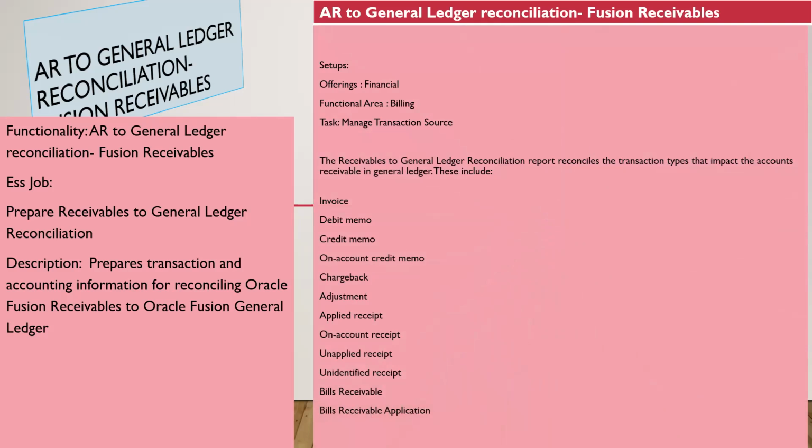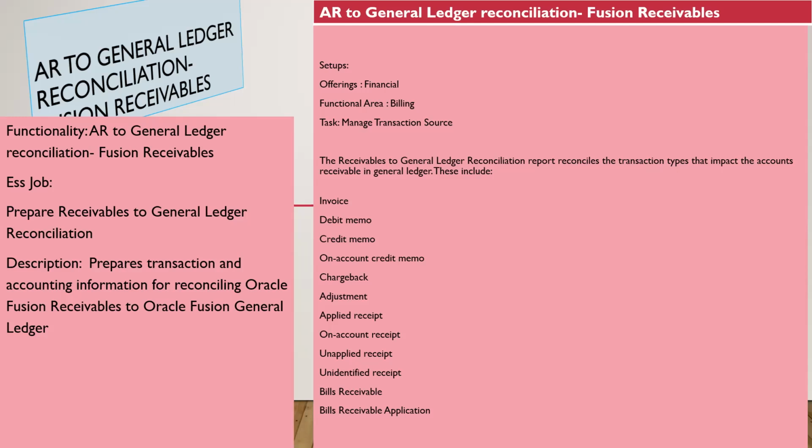Here I can see the setup and these things. The setup offering is Financials, the functional area is Billing, and the task name is AR to GL Reconciliation. So how is it going to reconcile during the reconciliation period?